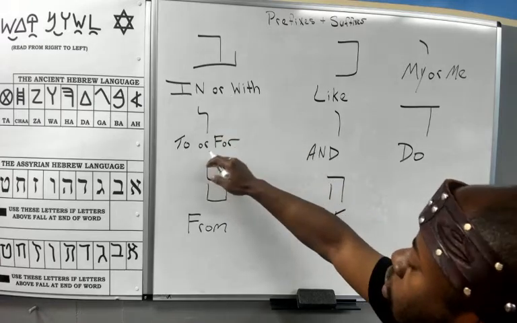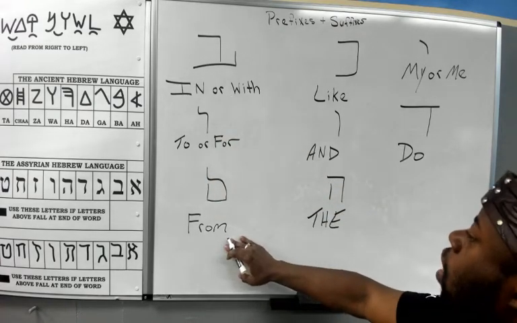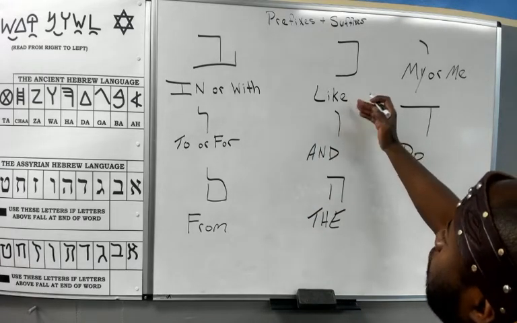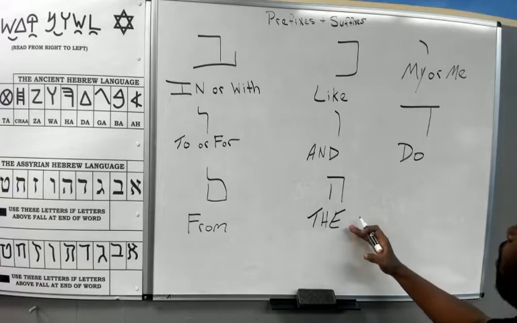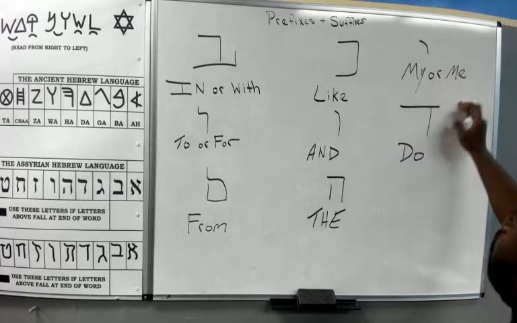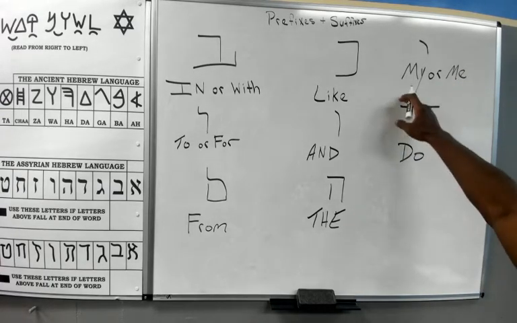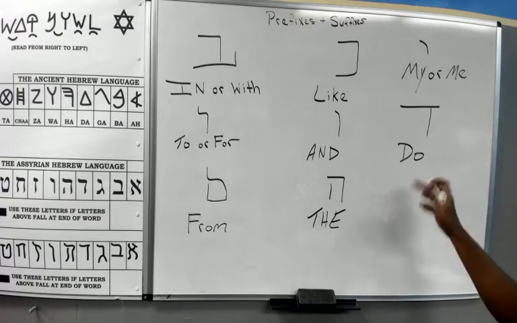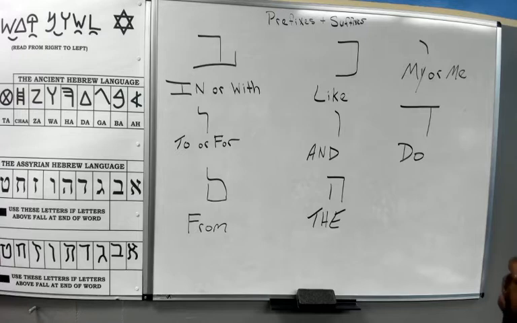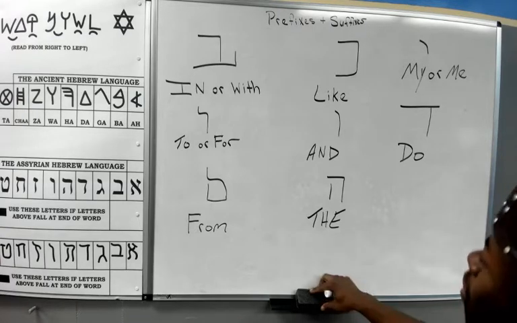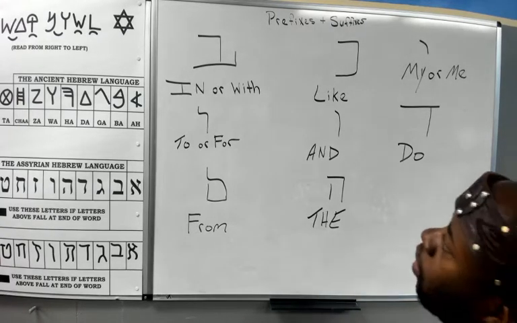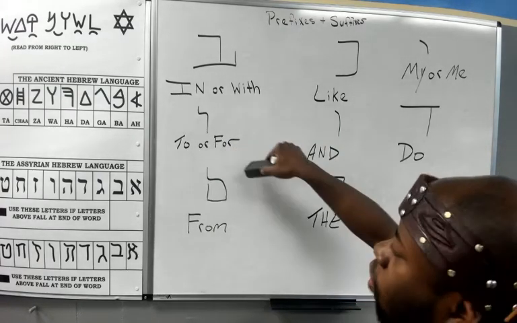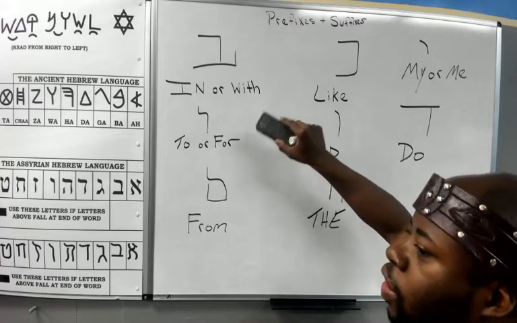We got la, which is to or for. We got ma, which is from. We got ka, which is like, wa, and, ha, the, ya. If it falls as a suffix, it would be me or my, and then of course da is do, which would be a prefix. All right, so these are just a few right here. I'm going to provide some examples of what I mean by some letters in the Hebrew alphabet being prepositions attached to words that would be either a noun or verb.